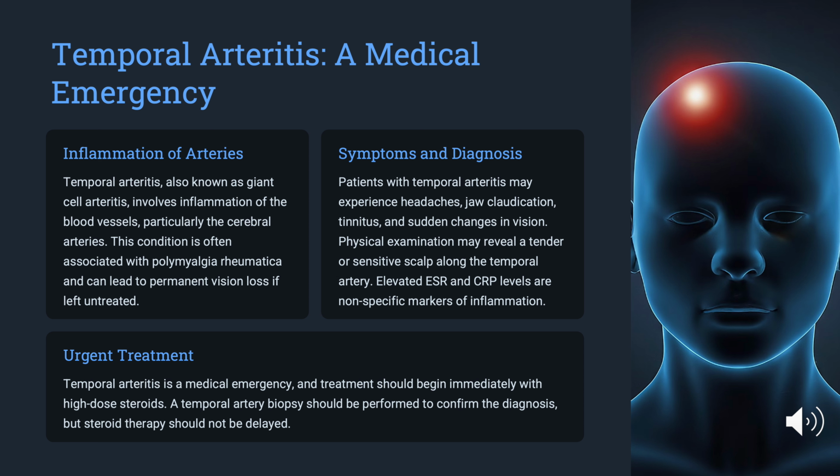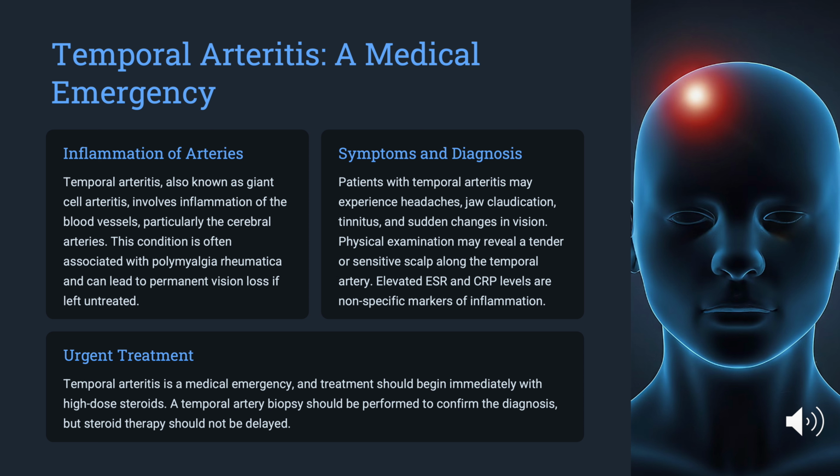Temporal arteritis, also known as giant cell arteritis, entails inflammation of blood vessels, particularly the cerebral arteries. This condition is closely associated with polymyalgia rheumatica and poses a significant risk of permanent vision loss if left untreated. Individuals with temporal arteritis may present with a variety of symptoms, including headaches, jaw claudication, tinnitus, and sudden changes in vision.